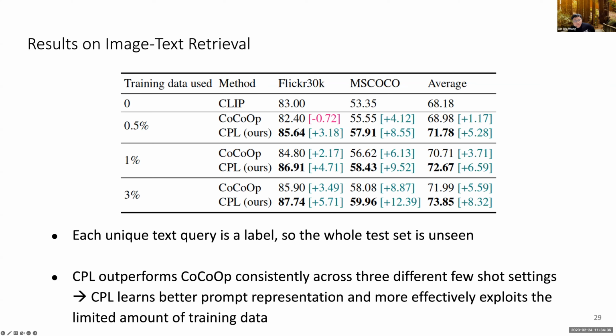This is the result on the task of image text retrieval. For image text retrieval, basically each unique text query can be viewed as a label. So the whole test set is ANSI because there are no exactly same text queries between the training dataset and testing dataset. And we test on 3 different few-shot learning settings: the one with only 0.5% of the training data, the one with 1% of the training data, and the one with 3% of the training data. As you can see, CPL outperforms CoOp consistently across those 3 different few-shot settings, which indicates that CPL learns better prompt representations and more effectively explores the limited amount of training data we have.